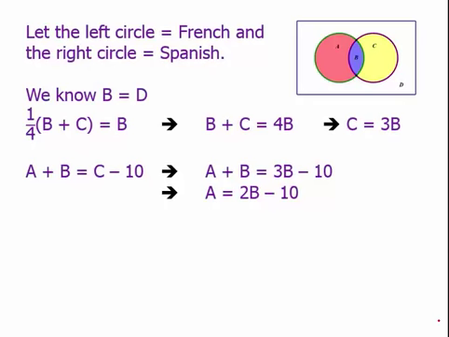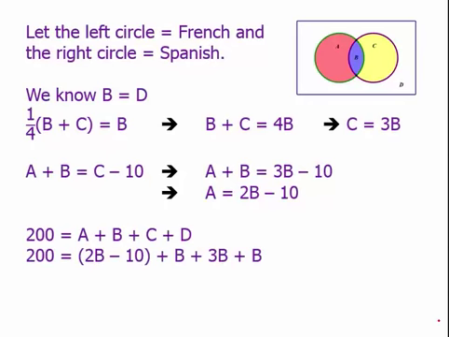So now we've expressed A, C, and D all in terms of B. This is important because we know A plus B plus C plus D equals 200. And we can substitute those other letters for expressions involving B. And so we'll just add 10 to both sides. So we'll get 210 on the left. And then we get 2B plus B plus 3B plus B. That adds up to 7B. So 7B equals 210. Divide by 7. We get B equals 30.